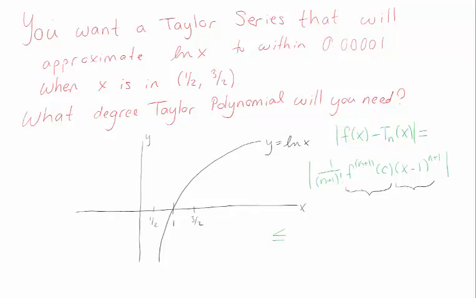Well, let's be a little smart with these absolute values. This 1 over n plus 1 factorial, that's positive, so I don't need it to be in absolute values. I don't know anything about the derivative, so I should probably keep that in absolute values. And now this x minus 1 to the n plus 1, again, the biggest in absolute value that x minus 1 can be is 1/2. So the biggest this can be is 1/2 to the n plus 1. So now the really big mystery that we still have to solve is what does the derivative look like?